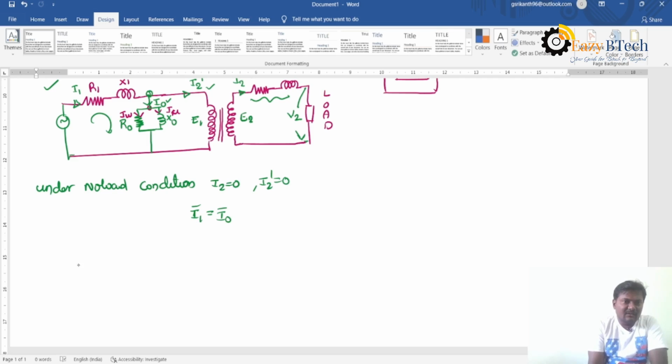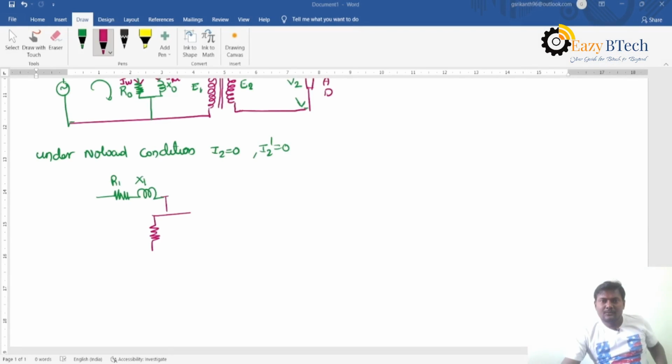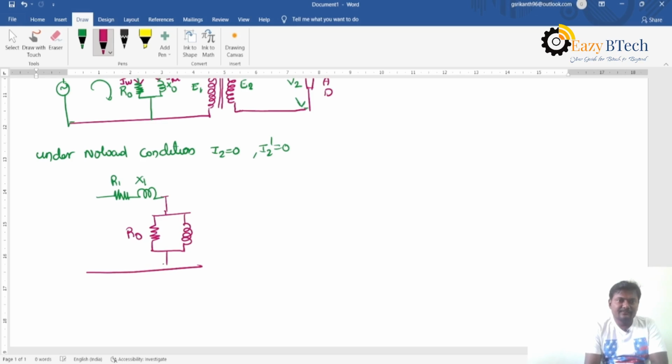Suppose I want to shift the secondary winding resistances to the primary side. R1 is the primary winding resistance, X1 is the primary winding leakage reactance, R0 is the no load active component and X0 is the reactive component. If all the secondary parameters are shifted to the primary side, they become R2 dash and X2 dash.